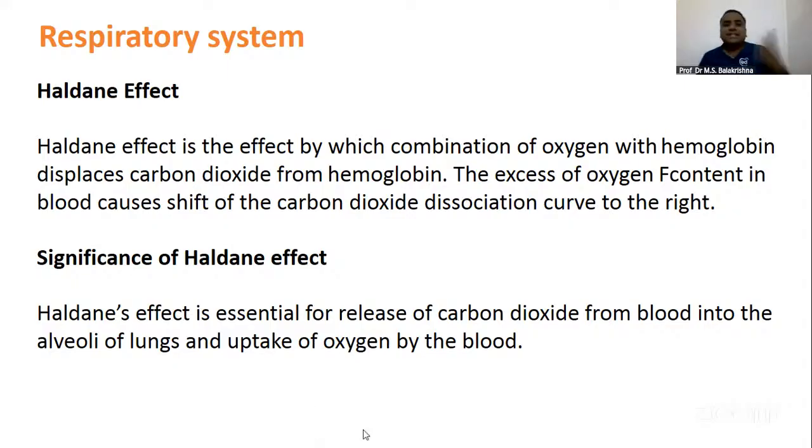So what is the significance of the Haldane effect? It is for release of carbon dioxide from the blood. The carbon dioxide has to be kicked out. So when the oxygen comes, hemoglobin will kick out carbon dioxide. And it is very important to release carbon dioxide from the blood into the alveoli of the lungs and for uptake of oxygen by the blood. So it's all chemistry, to make sure it goes out.